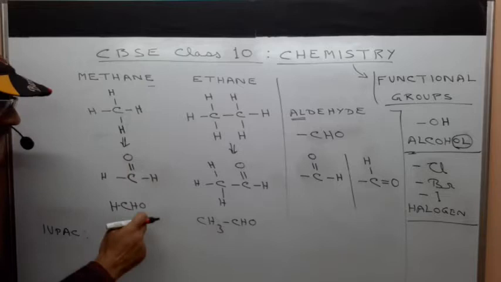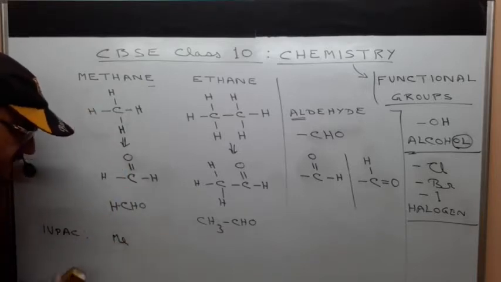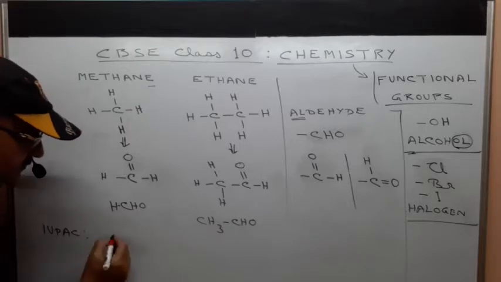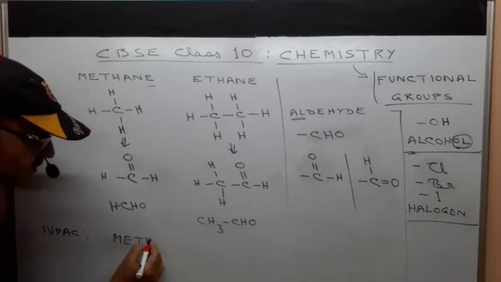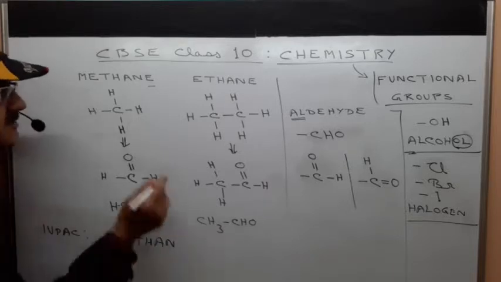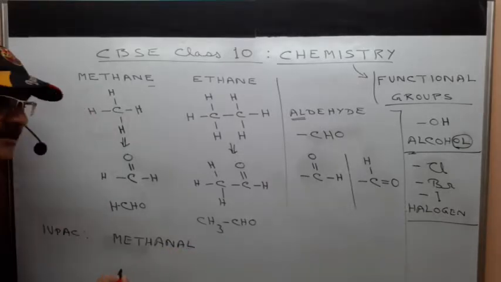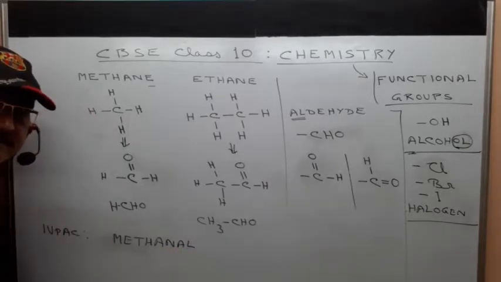So this was derived from methane. So this is methane. Then in place of this "e", we write "al". So this is methanal. Clear?